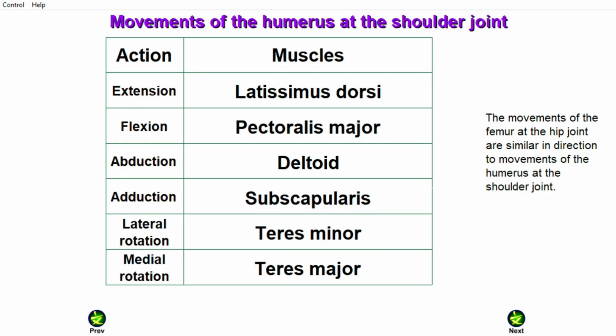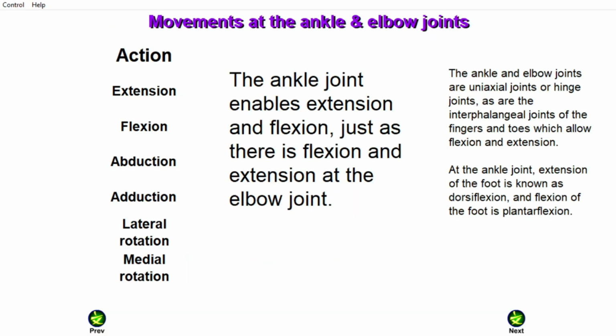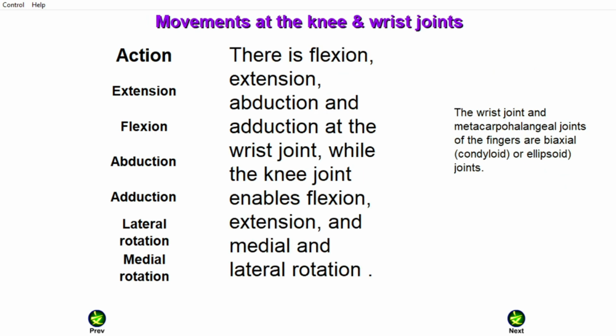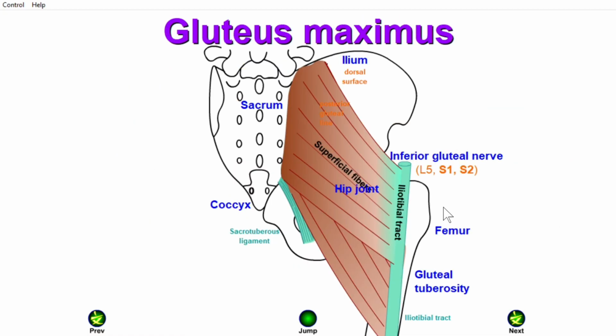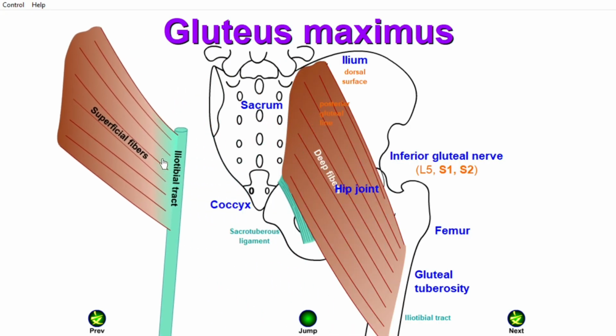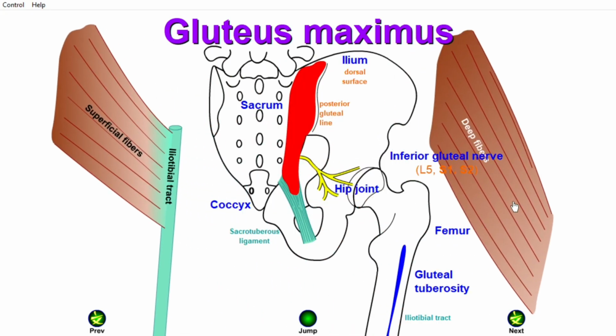Movements at the shoulder joint are similar to the movements at the hip joint. We can use this time to go over what you remember of the muscles that produce movements at the shoulder joint. What you can do in this and in the next few frames is to pause the video and take your time to read and slowly go over what you recall of the various muscles you've studied so far.